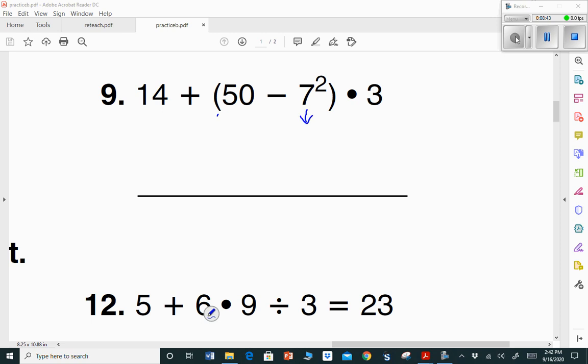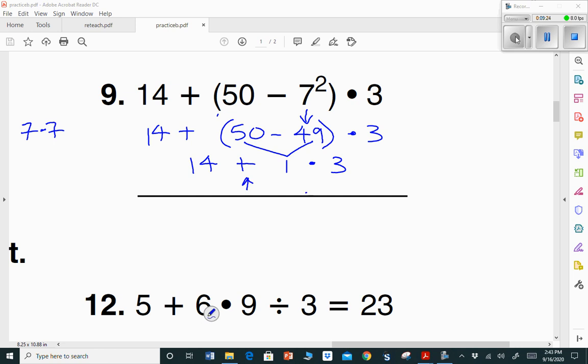So I'm going to draw a straight down arrow. 7 squared is 7 times itself with 2 7s. Okay, so that's not 14, that's 49. Now we can't eliminate the parentheses yet because we still have stuff to do in there. So all we did was the 7 squared. Everything else gets copied. Make sure you copy everything else. Okay, we still have parentheses, but there's only one thing left to do in there. 50 minus 49 is 1. Bring everything else down.